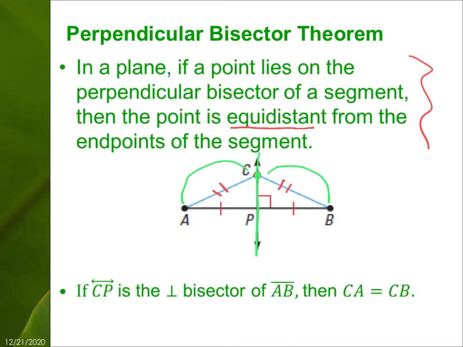Let's say I added another point down here. Let's say I called this point D. If I were to draw a line to each of the endpoints, these segments would also be equally distant because it's on the perpendicular bisector. So if point D is on that perpendicular bisector, then that would tell me that AD equals DB. That's what the theorem states.